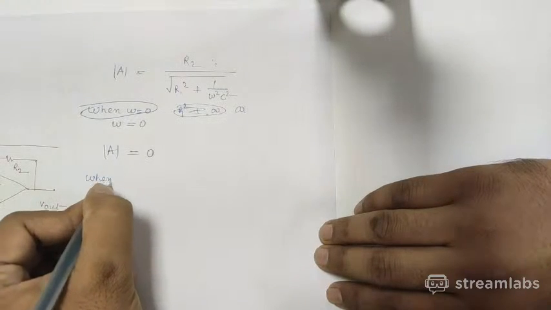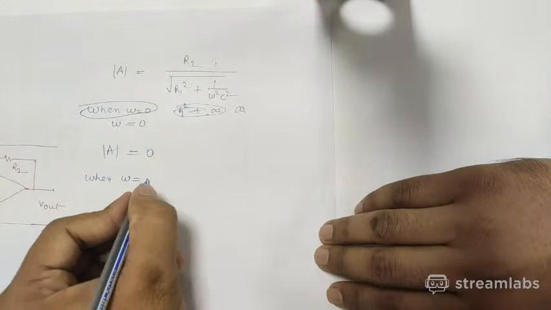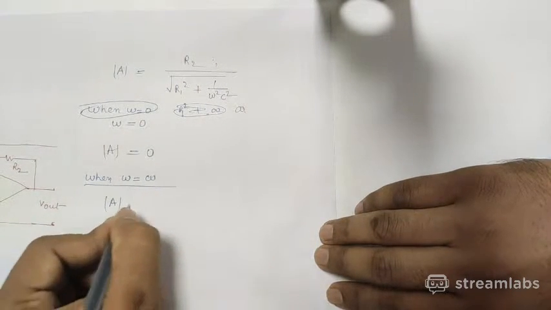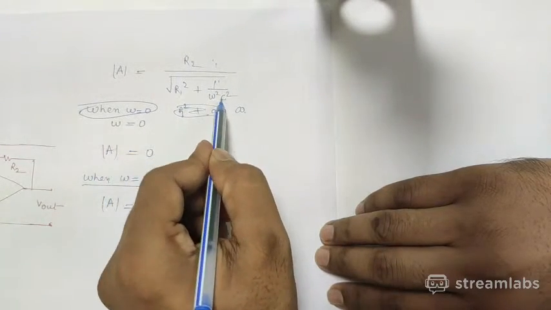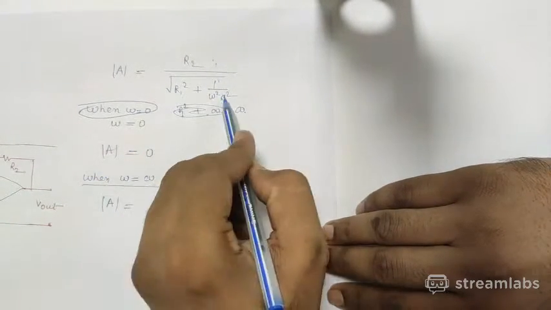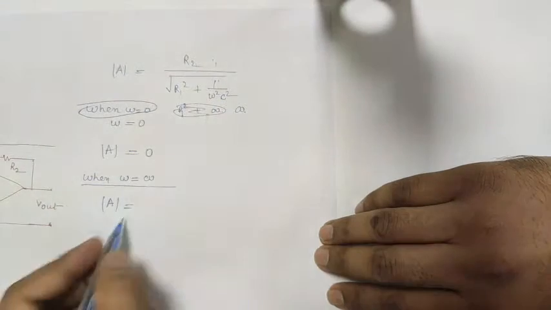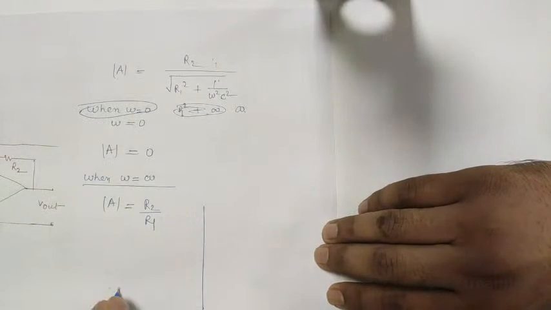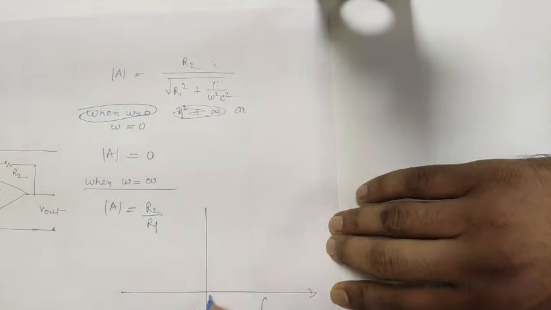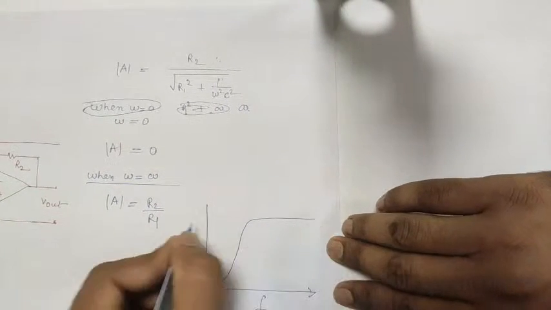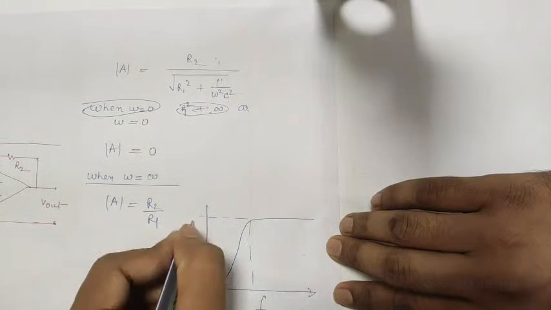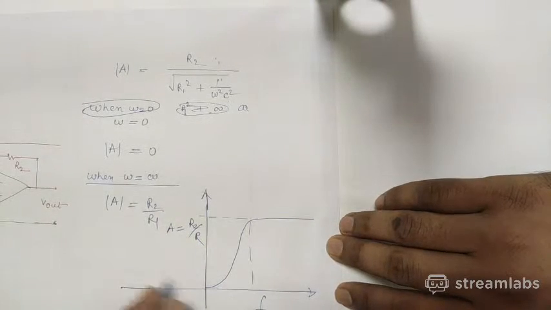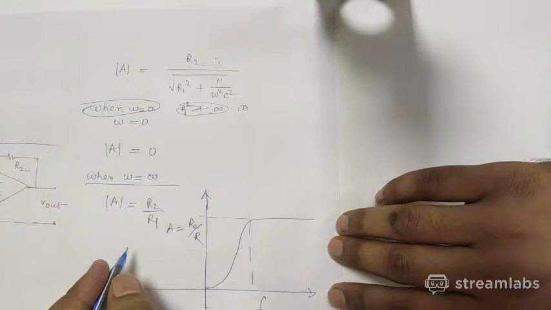Case 2, when omega equal to infinite, then 1 upon omega equal to 0. So R1 square plus 0 equal to R1 square, then gain will be equal to R2 upon R1. That means at 0 there is 0, at infinite there is a constant value, that value is equal to R2 by R1. This is the gain.